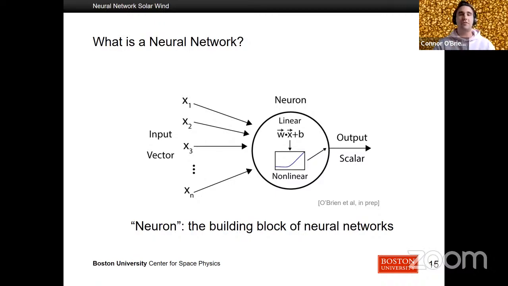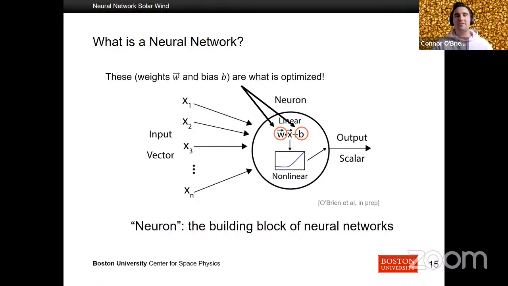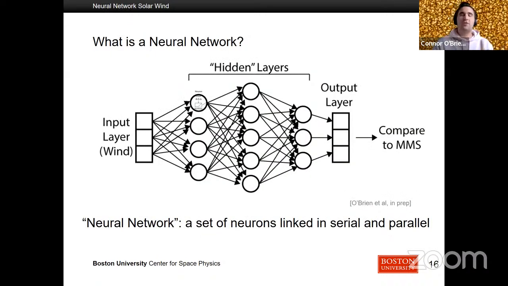What wasn't immediately clear to me the first time this was explained, and I want to be really clear about this, is that the things that are optimized in these networks are these weights and biases, W and B. These are the things that we're actually taking the gradient of and advancing step by step when we train our models. The model itself is called a fully connected neural network. It's just a set of these neurons linked in serial and parallel. It's the simplest class of neural network, and it was what we implemented for this analysis.